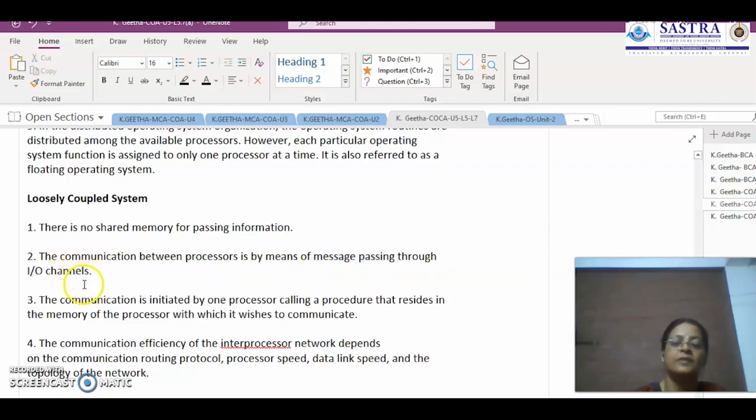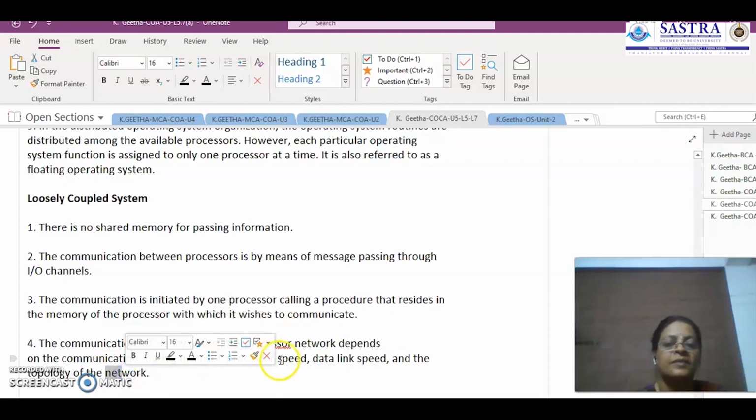And whenever communication is going to be done by passing the messages, who is going to initiate the message passing mechanism? That is going to be an important activity, and usually the master will initiate the process, and the communication is going to be efficiently done by means of adopting an appropriate routing protocol, and the processor speed, the data link speed, and the topology of the network altogether will decide the communication speed or the efficiency of the interprocessor network.